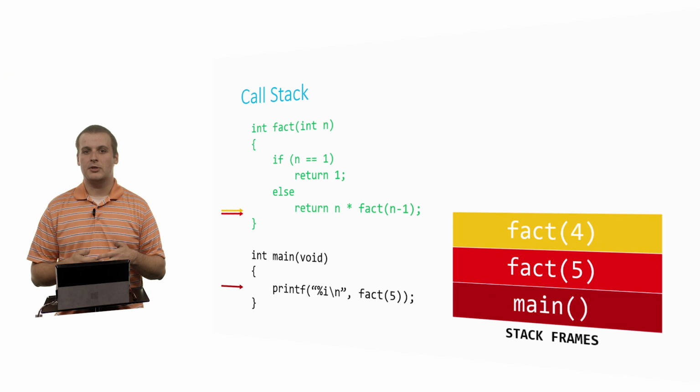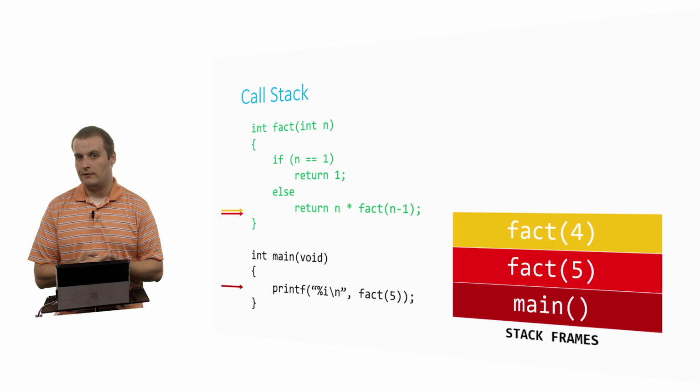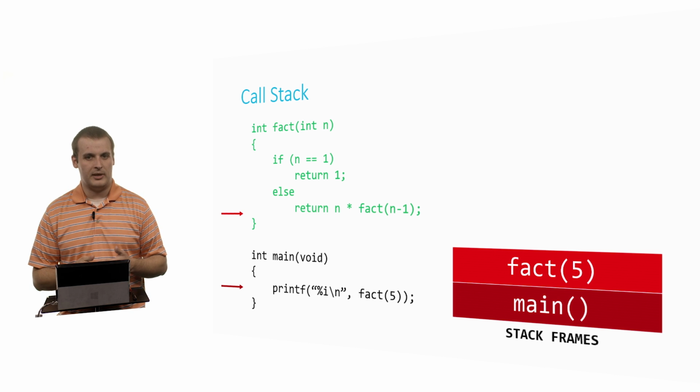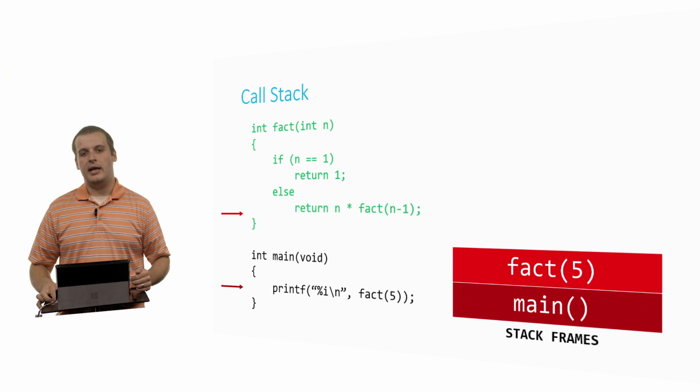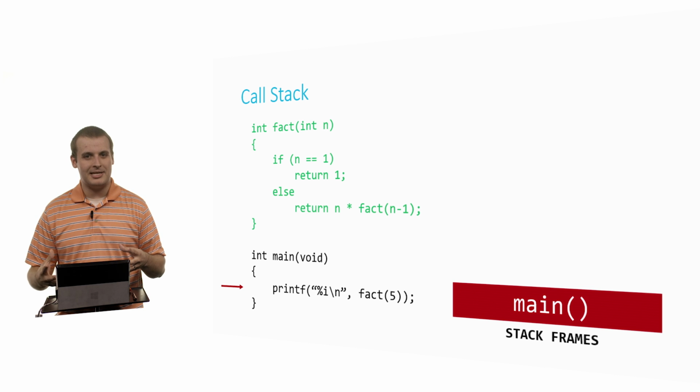4 says, okay, I'm going to return 4 times factorial of 3, which was 6. That was the value that factorial of 3 returned. And so 4 times 6 is 24. And I'm going to pass that back to factorial of 5, which has been waiting for me. Factorial of 5 is now the active frame. It's going to return 5 times factorial of 4, 5 times 24, or 120, and give that value back to main, which has been waiting very patiently for a long time at the bottom of the stack.